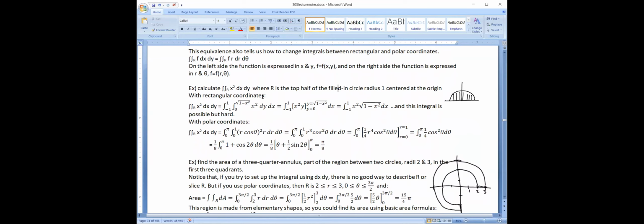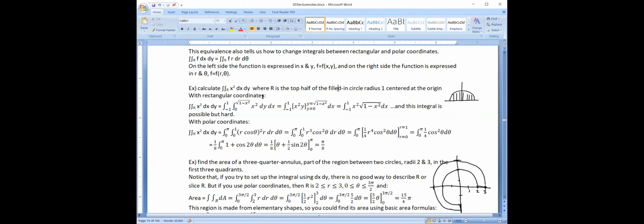Now imagine trying to set this integral up using rectangular coordinates. How do you slice it? Vertical slices don't make sense. You get a mess. Horizontal slices, same thing. It's really, really hard to think of how to slice this and make it work out. But because it's circle based, it's very easy to describe this region using polar coordinates.